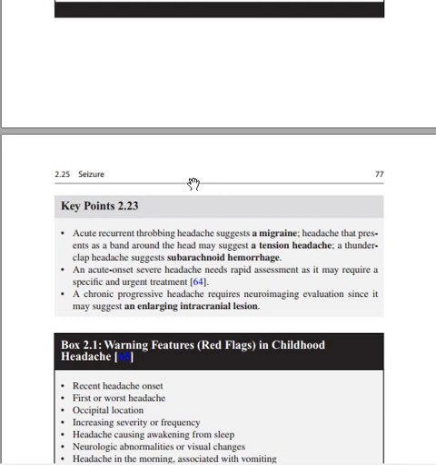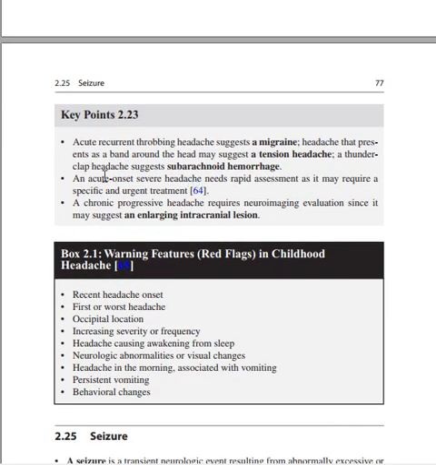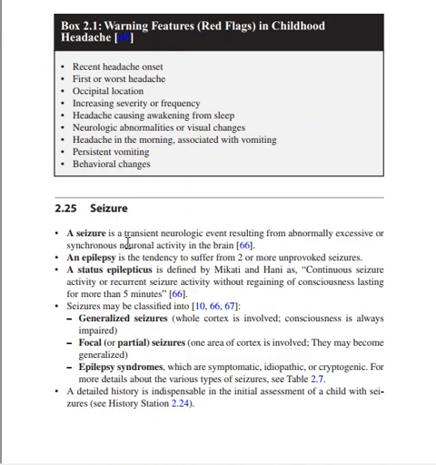So what are the key points in headache? Acute recurrent throbbing headache suggests migraine. Acute recurrent headache that presents as a band is a tension type headache. A thunderclap headache is subarachnoid hemorrhage. An acute onset of severe headache needs rapid assessment, and it may require specific and urgent treatment. Chronic progressive headache shows an enlarging intracranial lesion, a space occupying lesion.